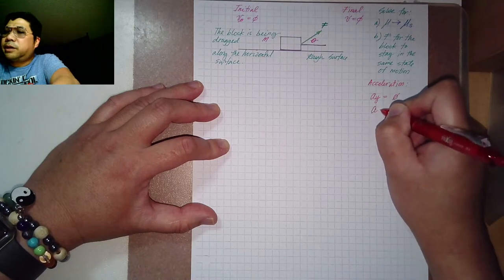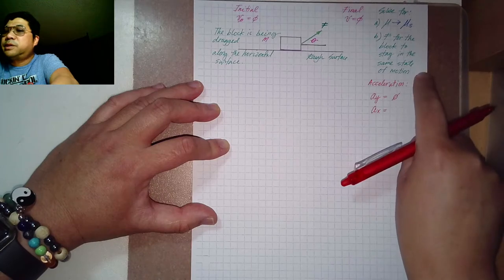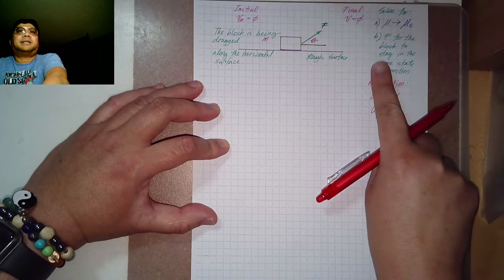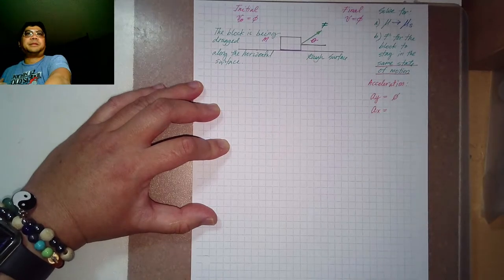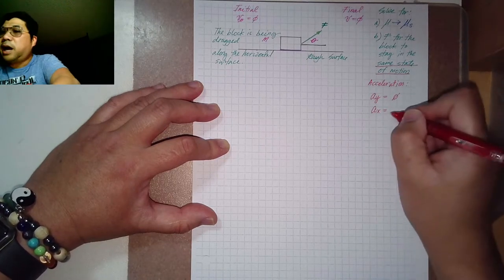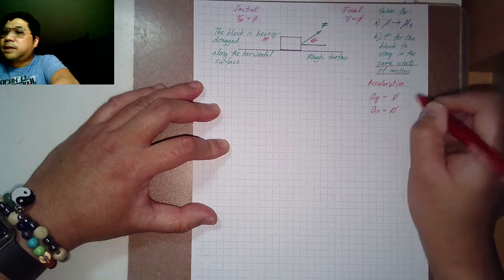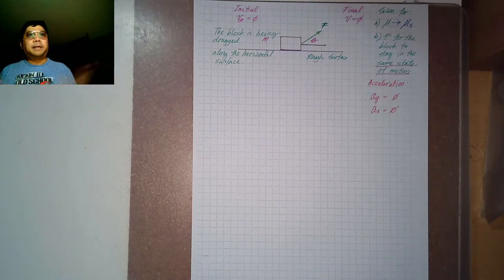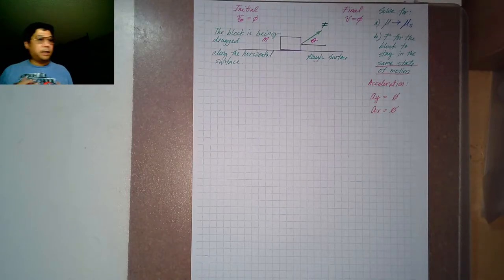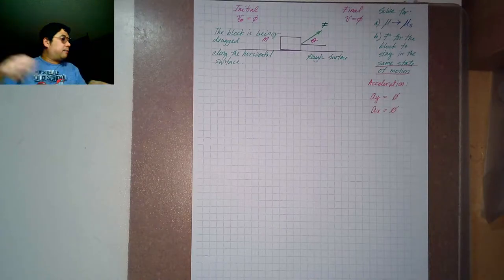The acceleration along the x-axis is also going to be zero, because it states the same state of motion. From that condition, it's not going to change direction, it's not going to change the speed, it's not going to change the condition. Basically there's no change in acceleration. So the first step that we always do is to draw our free body diagram.